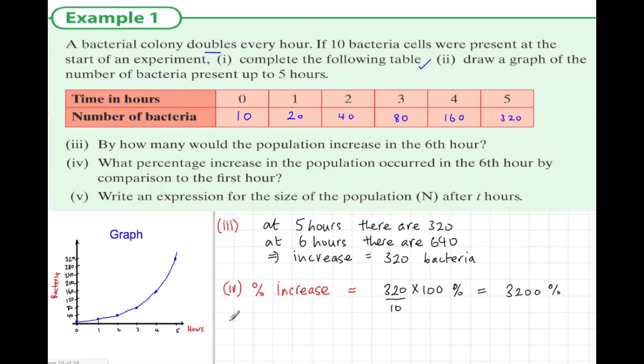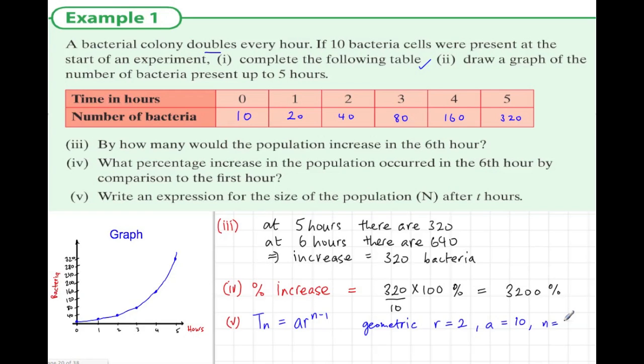And part 5, write an expression for the size of the population n after t hours. So we want this in terms of n and t. Well, term n of a geometric series is a r to the n minus 1. And this is geometric because we're doubling each term, or multiplying by 2. So in other words, the common ratio is 2, and the first term we see is 10. a is equal to 10.